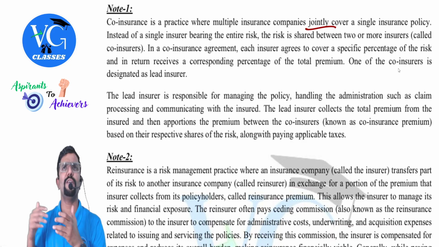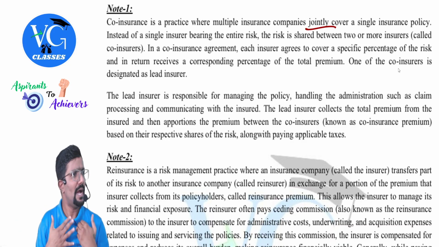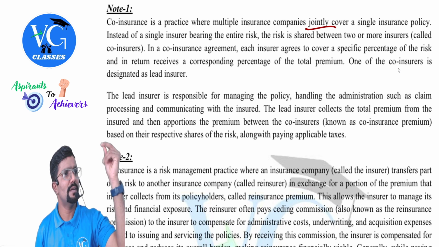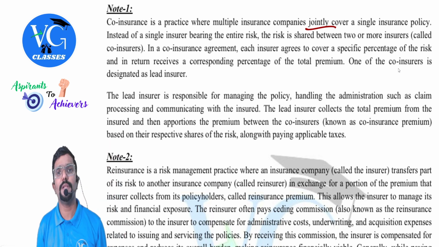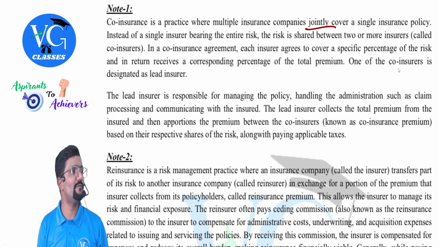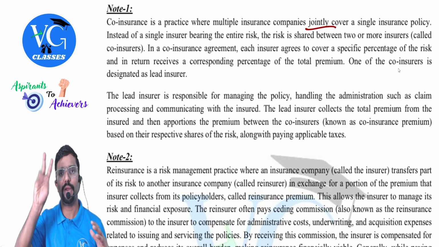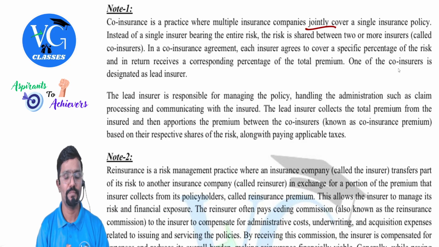Now, tomorrow, if anything goes wrong, if I am supposed to get the insurance amount, who will pay how much? Assume I have taken a policy for 50 lakh. Who will pay how much, guys? 75% of 50 lakh will be paid by SBI. The remaining 25% of 50 lakh will be paid by ICICI, because they have accepted 25% risk.